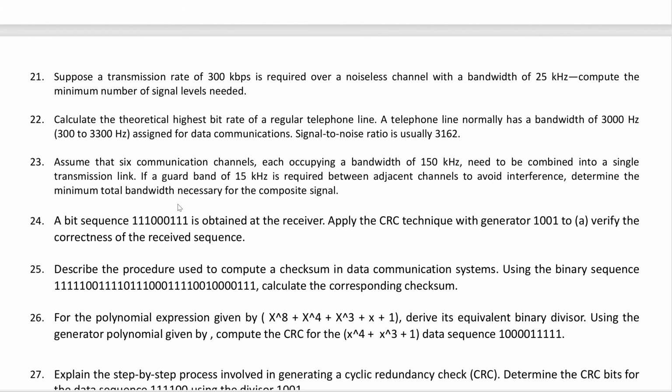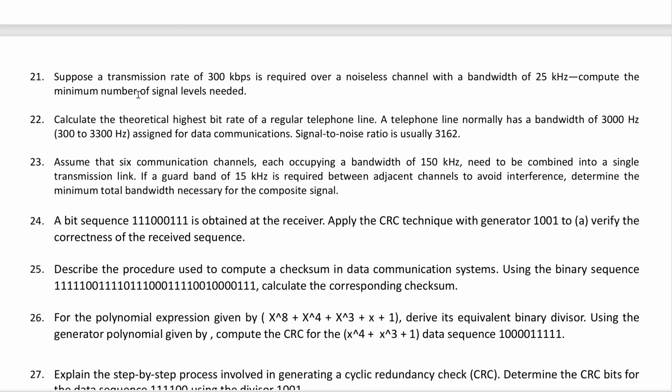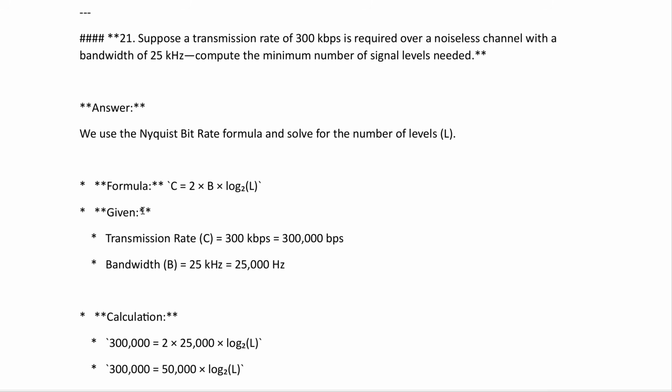Question number 21 says that suppose a transmission rate of 300 kbps is required over a noiseless channel with a bandwidth of 25 kilohertz. Compute the minimum number of signal levels needed, right? So we use the Nyquist bitrate formula. In this question, we have to compute the number of signal levels, that is, the value of L. So the formula again remains the same: C, the bit rate, is equal to 2 into bandwidth B into log 2 L, where L is the number of levels. We have to calculate the value of L.